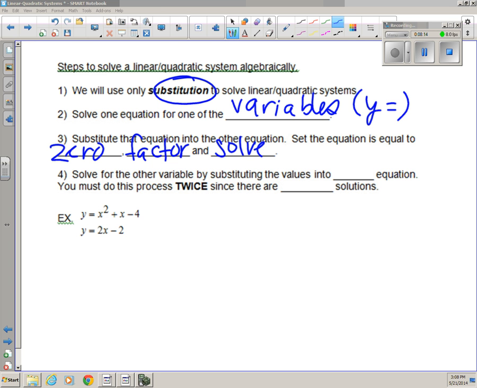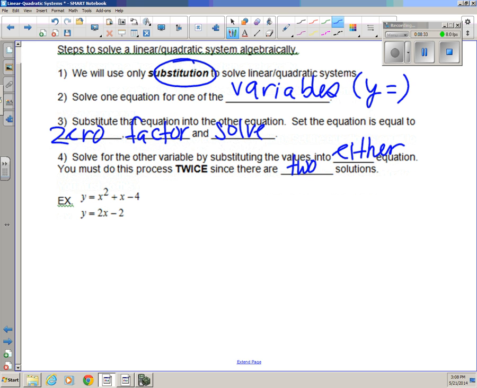So you've got the beginning of your ordered pairs. Solve for the other variable, solve for the y, by substituting the values into either equation. You have to do that whole process twice since there are in fact two solutions. Okay, so I can take a look at what's happening on this particular problem and I can say, well, they're both solved for y equals.